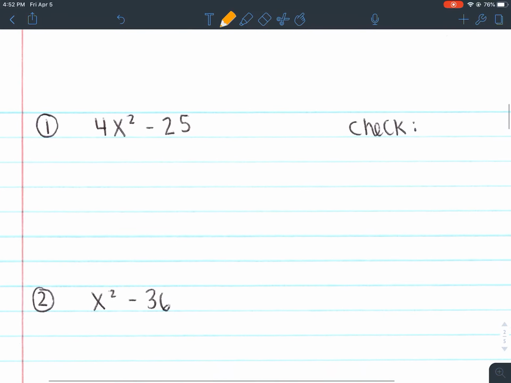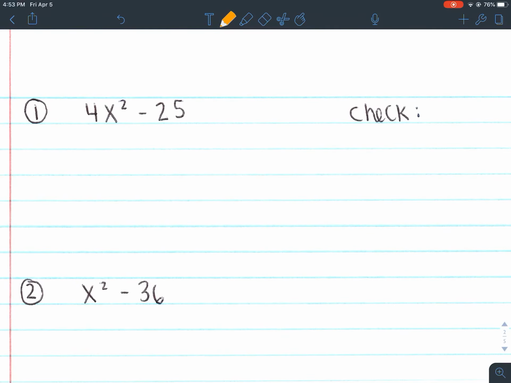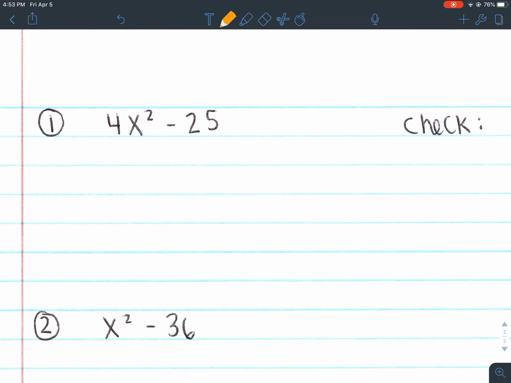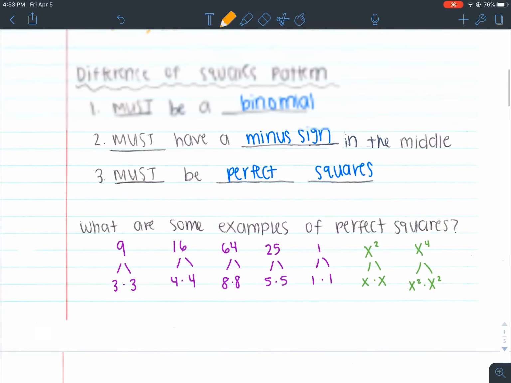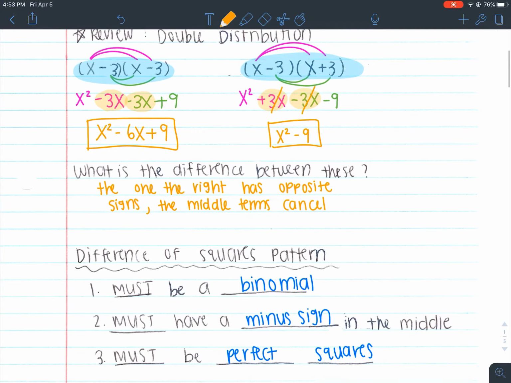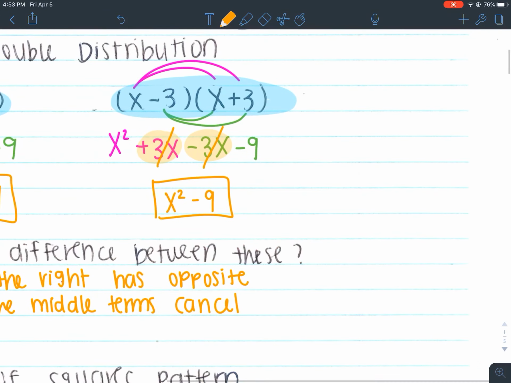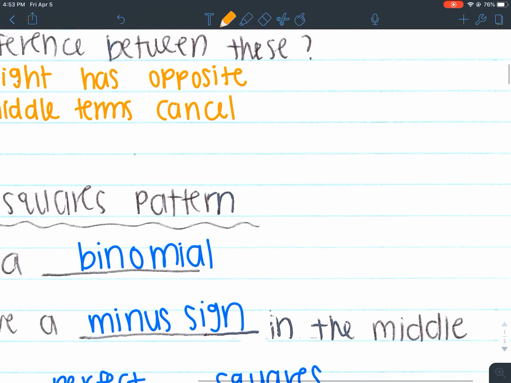Okay, now we're going to go ahead and begin with number 1. So the thing that you always want to check for, okay, is, actually, let me go back. Okay, so let's look at this one that we just did here. We had that one, right? So we ended up with x squared minus 9.